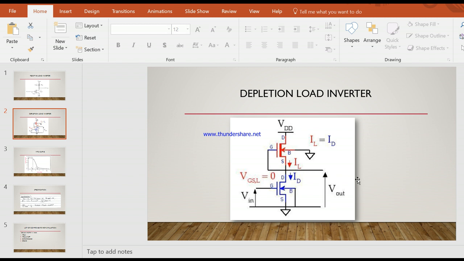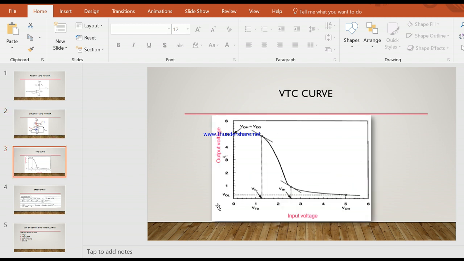First we'll see the VTC curve of the depletion load inverter. In this, when the input is low, output is high, and when the input is high, output is low. So when the input is VIL, output is somewhat less than VDD, and when the input is VIH, output is VOL. That is, it is not exactly 0, but it is somewhat closer to 0. So this is the VTC curve which we are going to see through the simulation. First let us see the calculation of it.